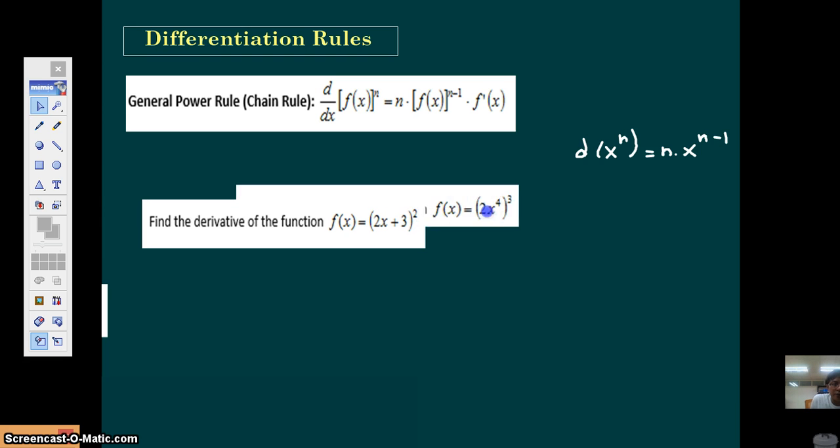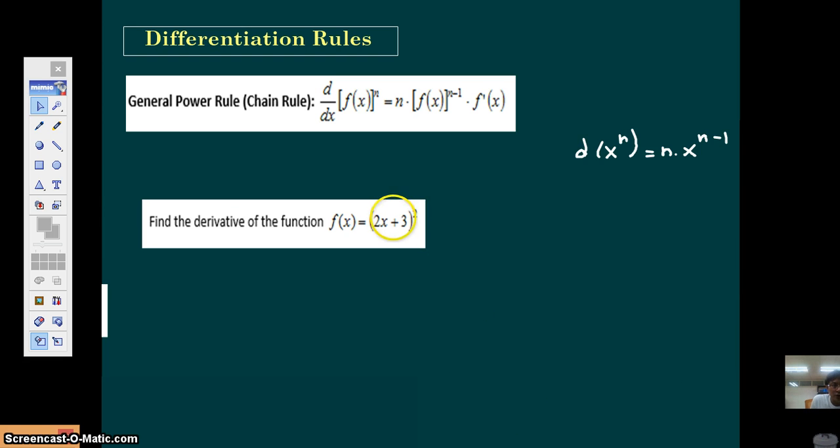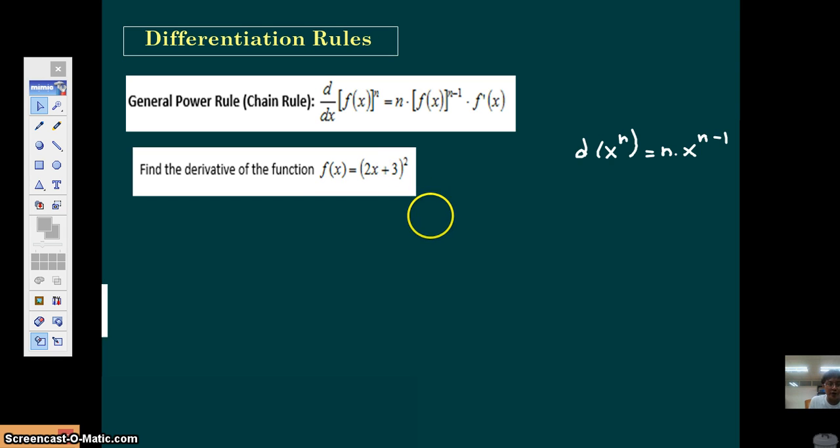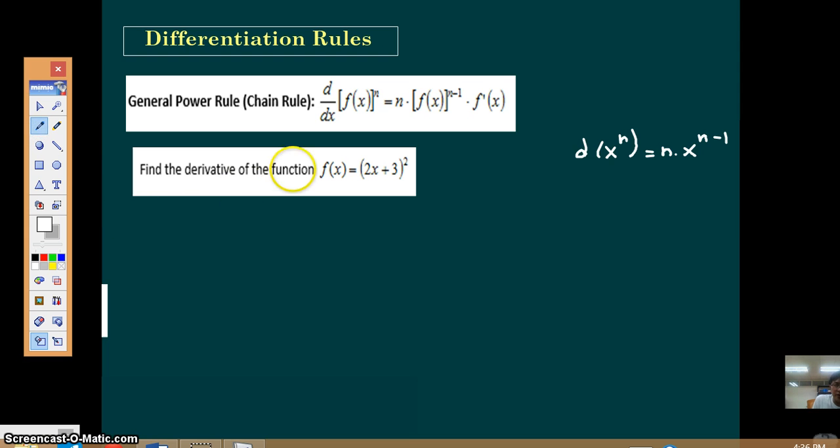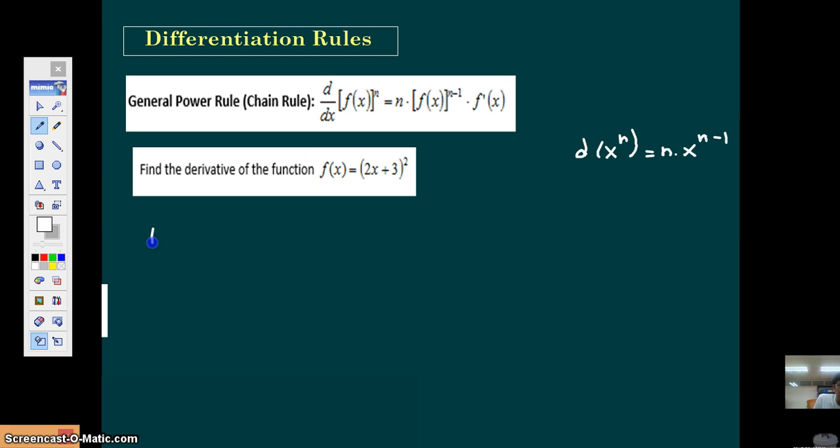Find the derivative of the function f of x equal to quantity 2x plus 3 squared. Again, we can expand. Let's do that and then get the derivative. So f of x, expanding this, will give us 4x squared plus 12x plus 9.